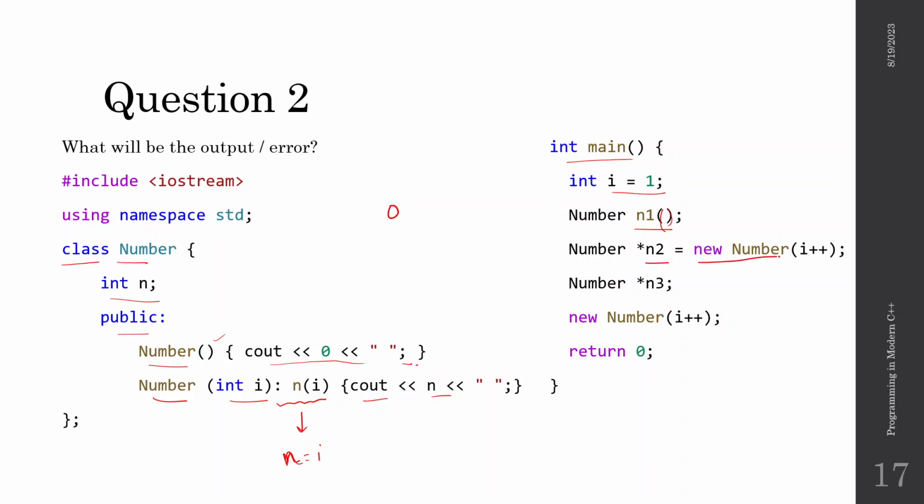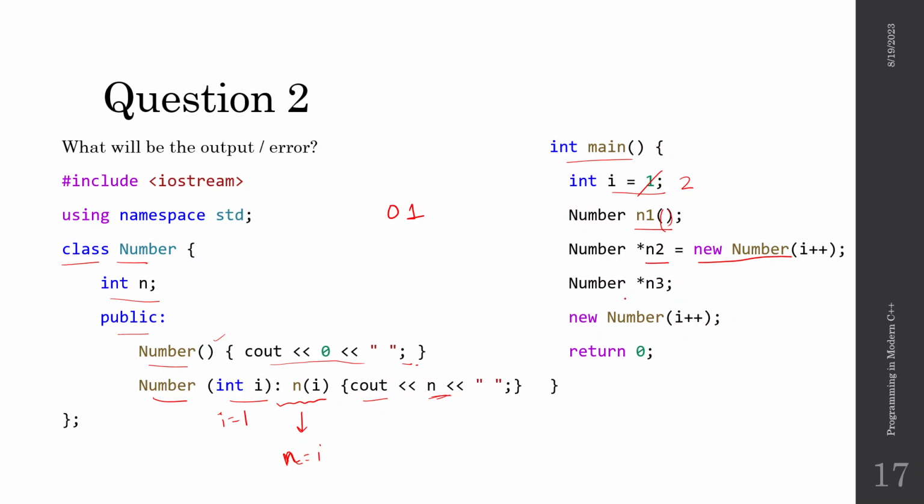Next we have a pointer number star n2, and we are creating a new object using the new syntax with I plus plus. I plus plus means that the constructor will get the current value of I and then it will be incremented. So the constructor will get the value I equal to 1, and then I will be set to 2. Since the constructor got I equal to 1, it will print 1.